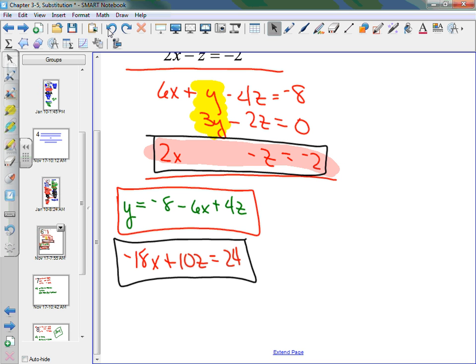So I'm going to go down to one of my equations. Does it really matter which one? It really doesn't matter, but I'm going to tell you right now, the negative 18x plus 10z is far bigger numbers than what the original problem was, which was 2x minus z is equal to -2. And I'm going to plug in what I know. So x is 2. So 4 minus z is equal to -2. Subtract the 4. Negative z is equal to -6. z is equal to 6.